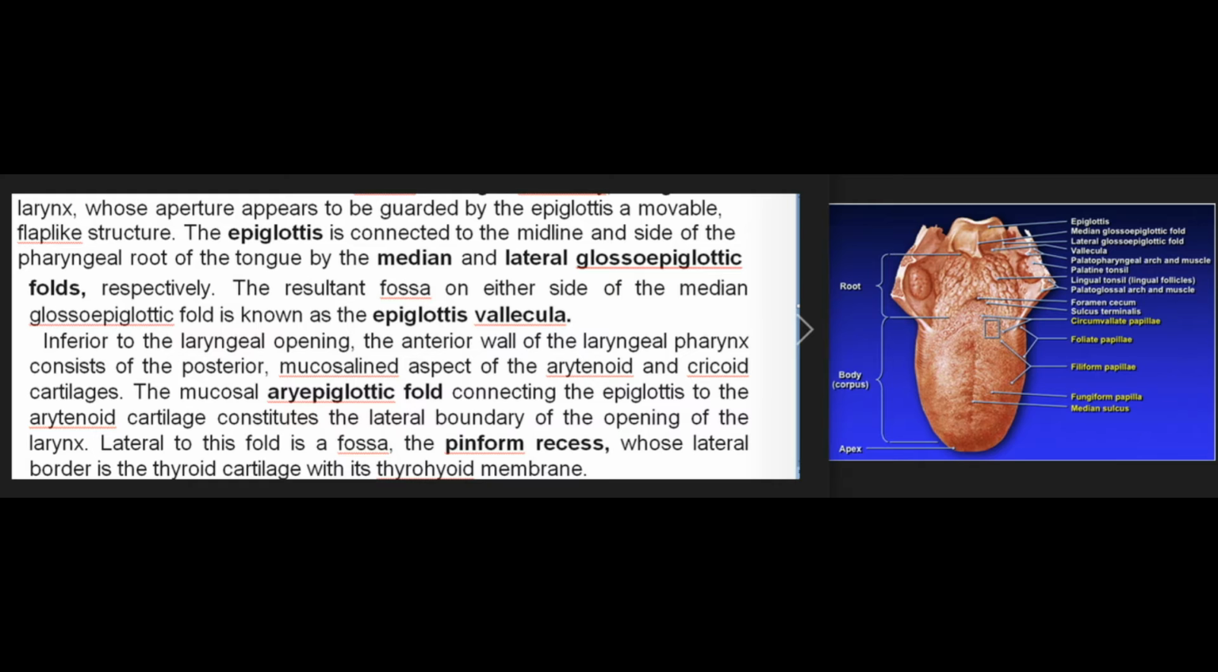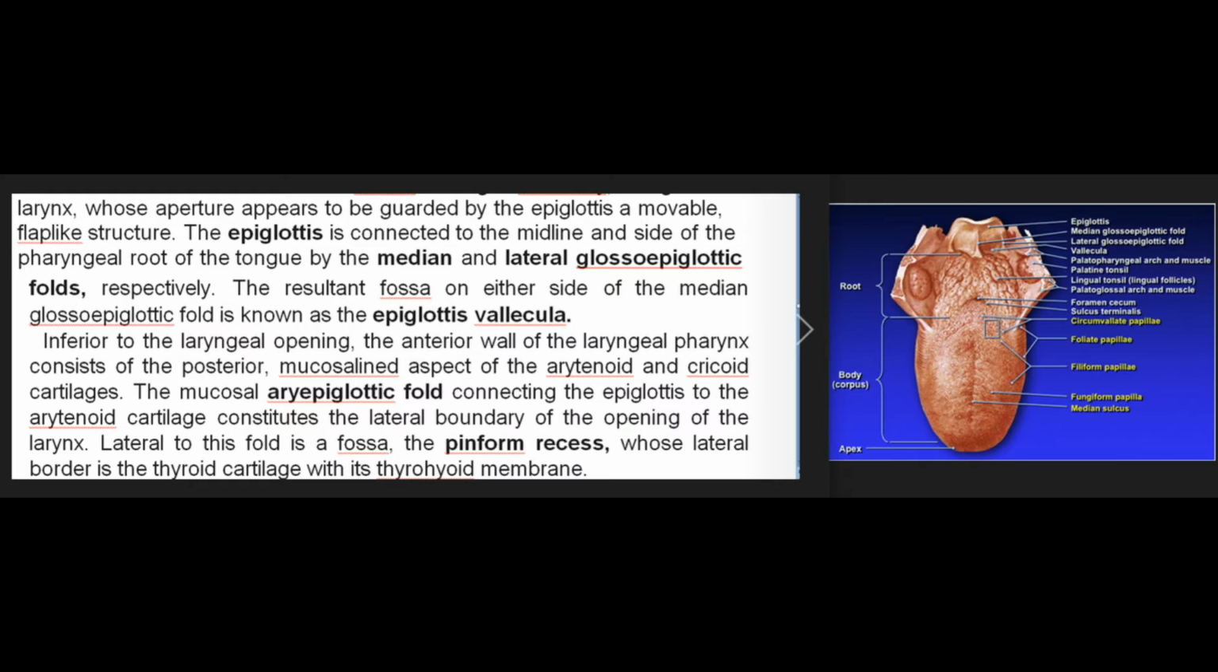The epiglottis is connected to the midline and side of the pharyngeal root of the tongue by the median and lateral glossoepiglottic folds, respectively. The resultant fossa on either side of the median glossoepiglottic fold is known as the epiglottic vallecula. Inferior to the laryngeal opening, the anterior wall of the laryngeal pharynx consists of the posterior, mucosa-lined aspect of the arytenoid and cricoid cartilages.